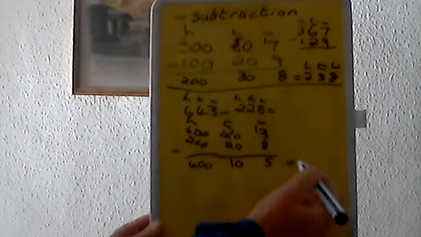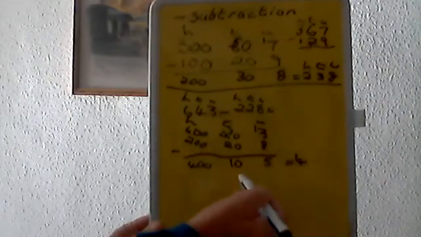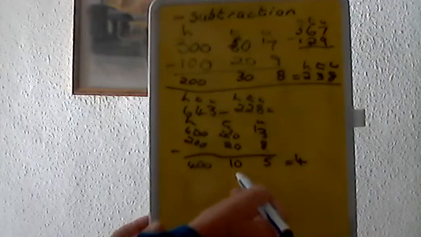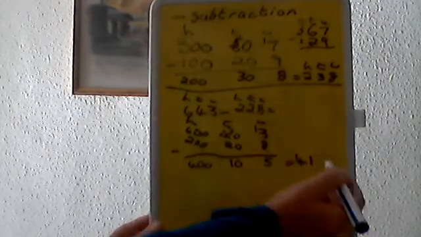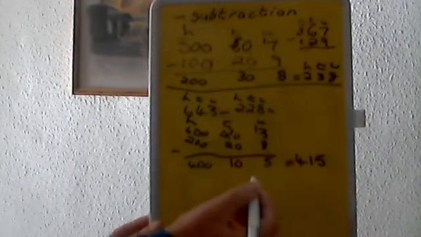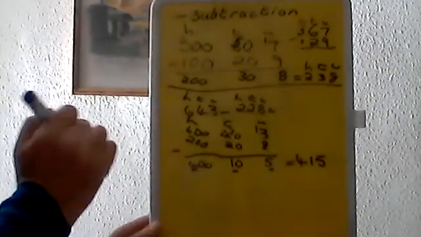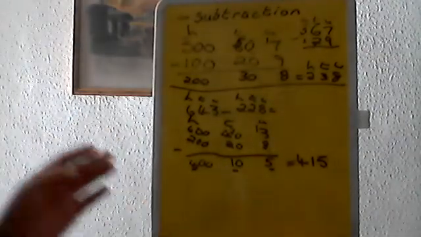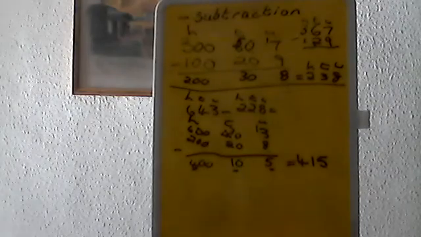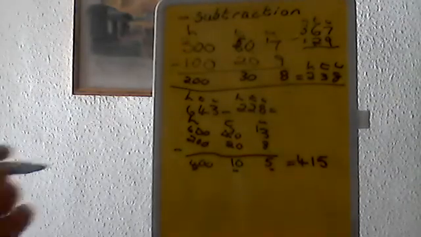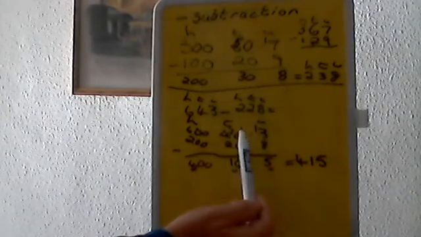Now I can write the answer. How many hundreds? 4. How many tens? 1. How many units? 5. 4, 1, 5. So it's doing the same problem of a minus, but we are understanding why I can take one of those tens and put it there.